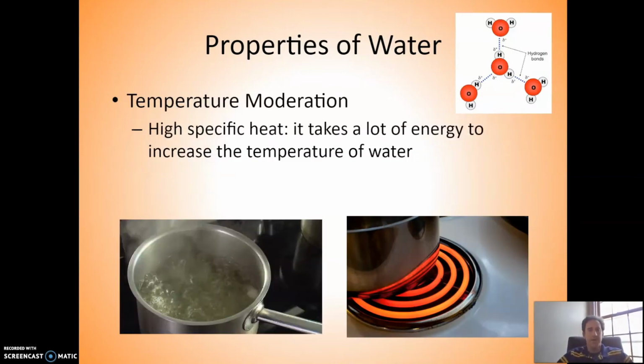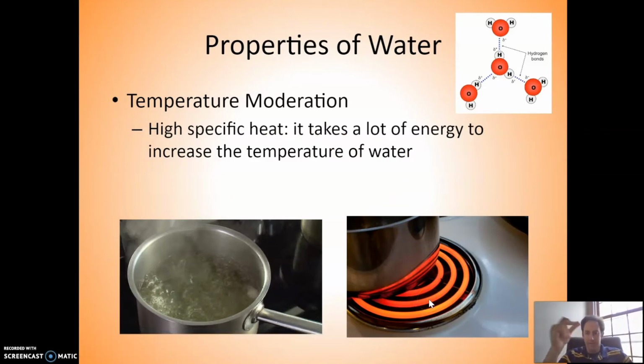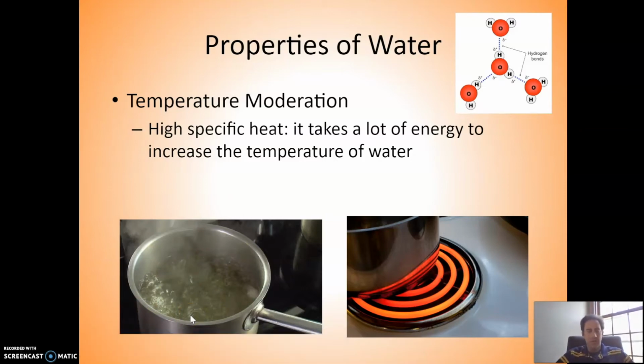Temperature moderation is another property of water. Water has a very high specific heat, which means it takes a lot of energy to increase the temperature of water. You probably know this inherently. If you put an empty pot on a hot stove, that metal pot is going to heat up instantly, very quickly. It is going to be very hot. Whereas if you put water on a hot stove, it takes a long time to get it to boil. And it's kind of annoying because you want to make your pasta, but it's taking a long time.